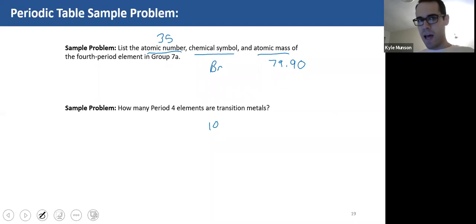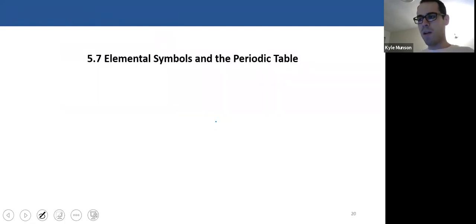Okay. So this is just getting familiar with the periodic table. Again, we've been using it a lot, but just kind of to explain a little bit more about what we're using. And then we're going to be talking about elemental symbols in the periodic table in the next video.